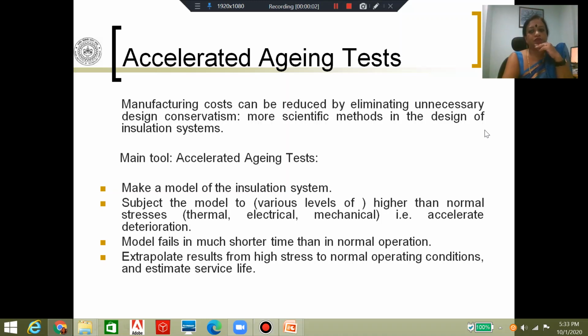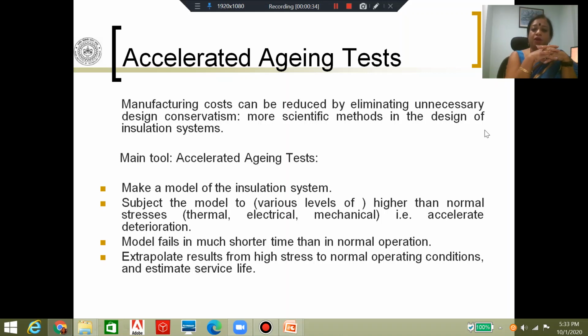So now we're going to talk about an important class of test, and that is the accelerated aging test. Now, if you can design your insulating system well, if you can get rid of unnecessary design conservatism, which means you do not have a large factor of safety, you don't try to play it too safe, then you can reduce the cost, you can reduce the size, and that, with the elevated levels that we work with nowadays, will be of great importance.